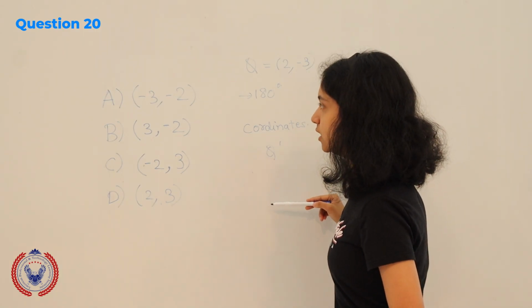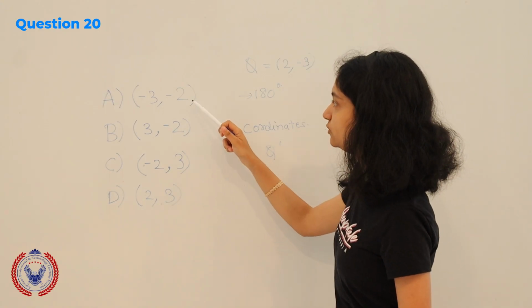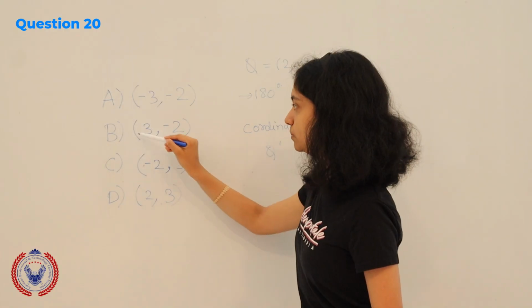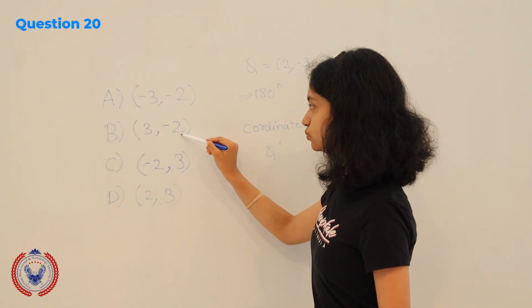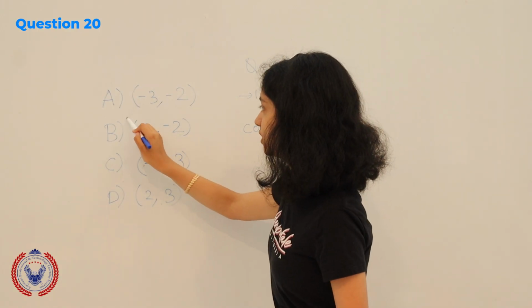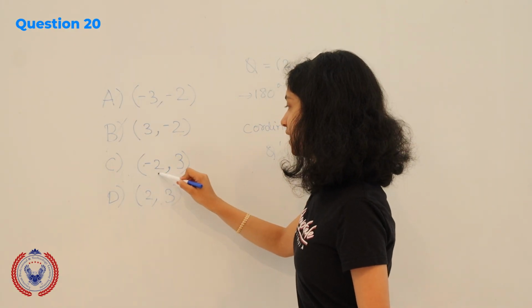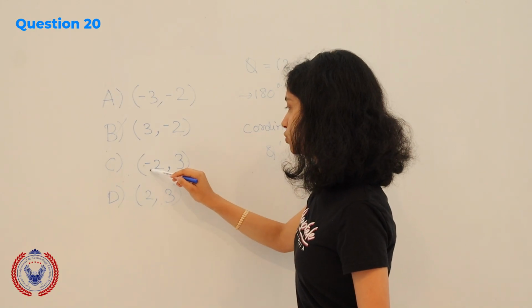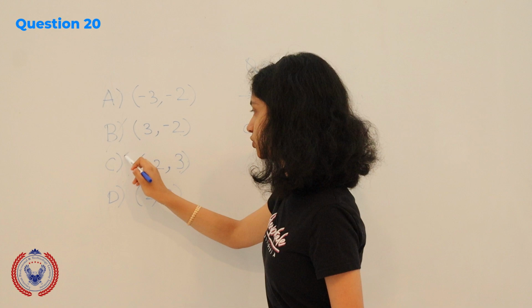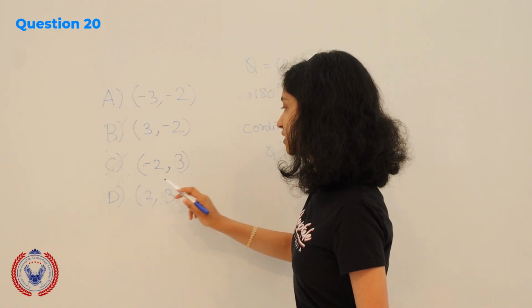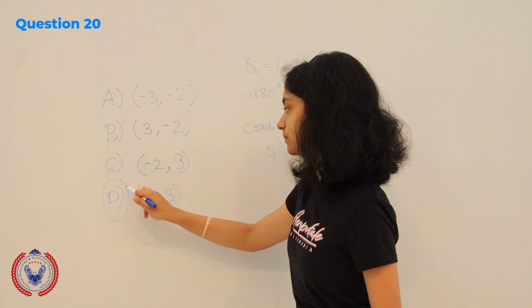So let's see, is that an answer choice? A, -3, -2. No, that is not the correct answer. B, 3, -2. Well, it is 2 and 3, so that is also not the correct answer. C, -2, 3. 3 is the correct one, but then -2 is not the x value that you get at. So that is not the right answer. And D, it is 2 and 3. Yes, D is the correct answer.